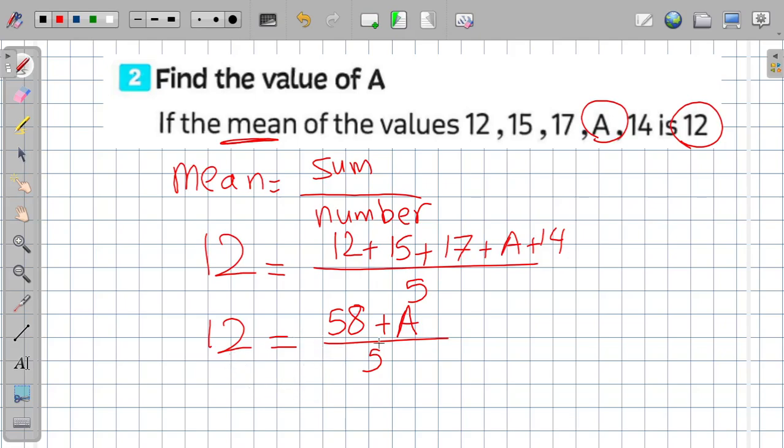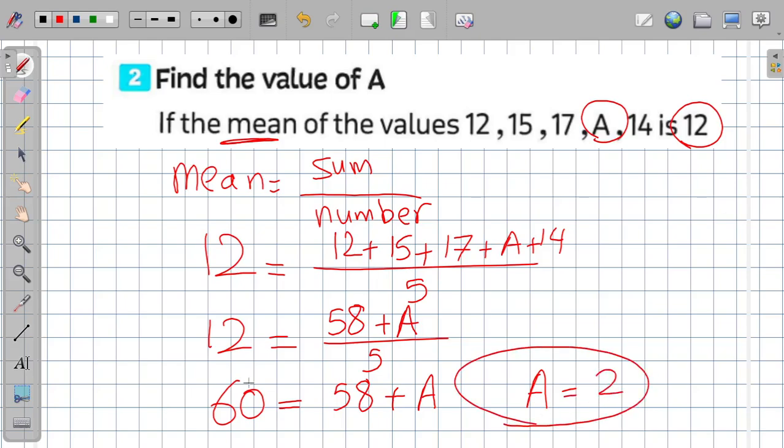So what is the number that is divided by 5 and the result equals 12? I think it will be 60, because 60 divided by 5 equals 12. So I can say 60 equals 58 plus a. So 58 plus what equals 60? 58 plus 2. So I think the value of a will be equal to 2. So the missing number here is 2.